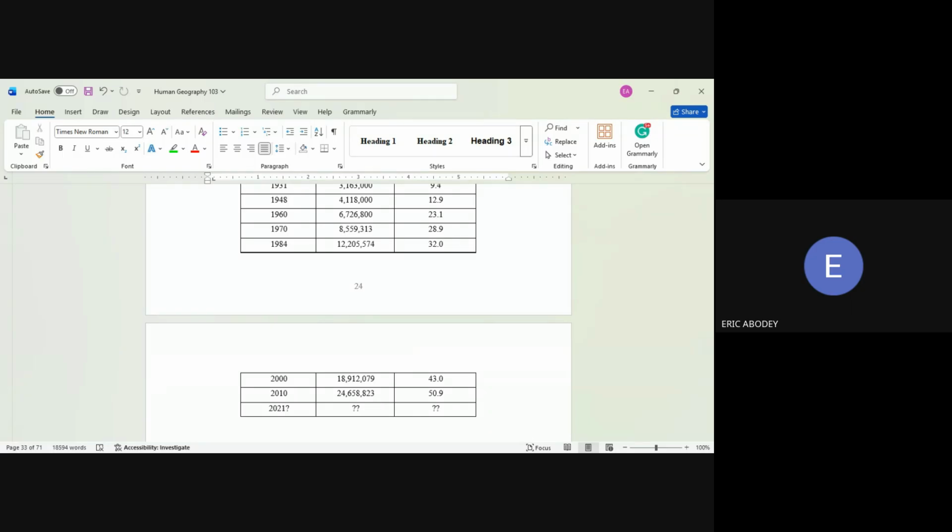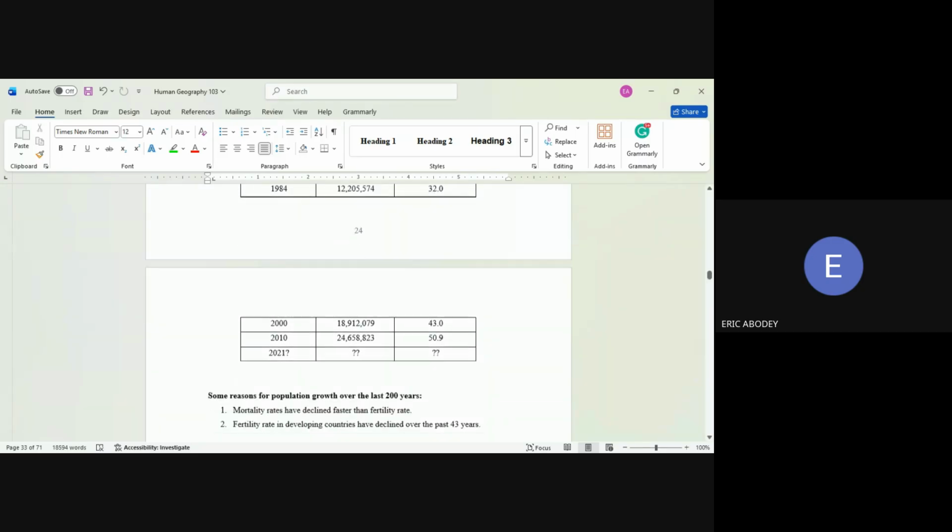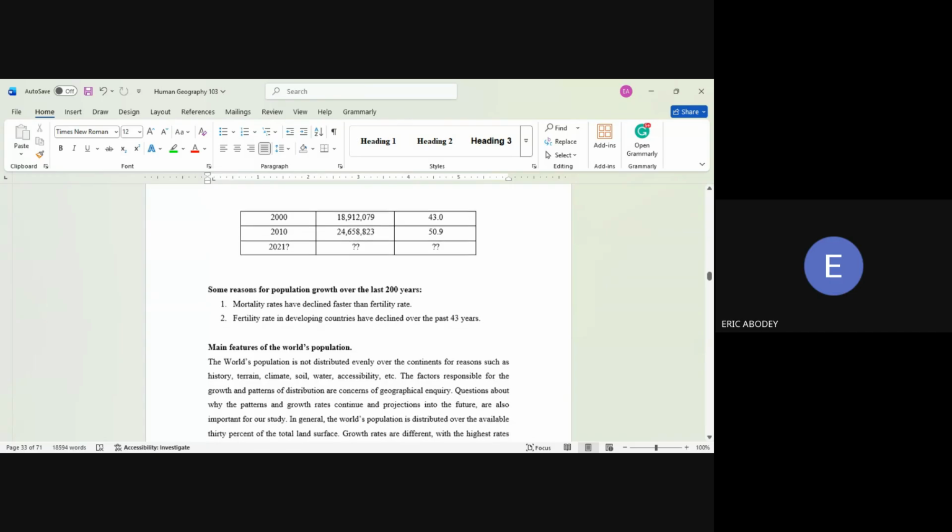Small letters, GhanaDistrict.org, O-R-G. Once you Google, it will take you straight to the population site. You see all the figures there for your consumption.